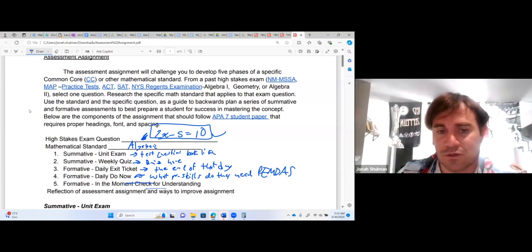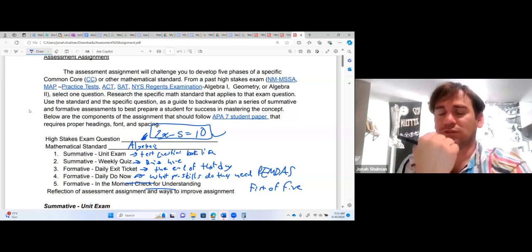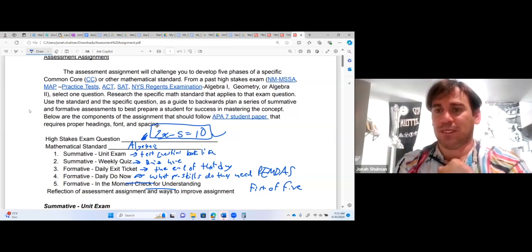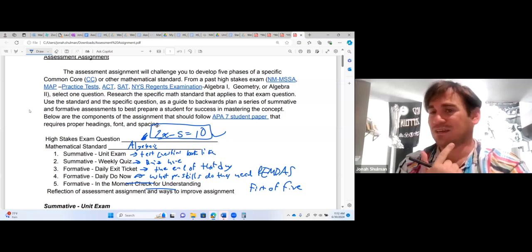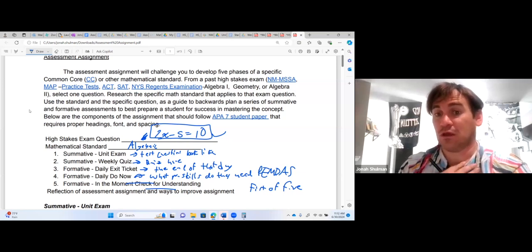And in the moment checks for understanding, I always do things like fist to 5. And a fist to five means the student holds their hand to their chest so they don't show everybody else. And zero is I don't get it. One is I get it a little bit. Two, I kind of get it. Three, I'm almost there. Four is I'm just about there. And five, this is the easiest thing in the world to me. And so that's how I check for understanding as I teach the subject.